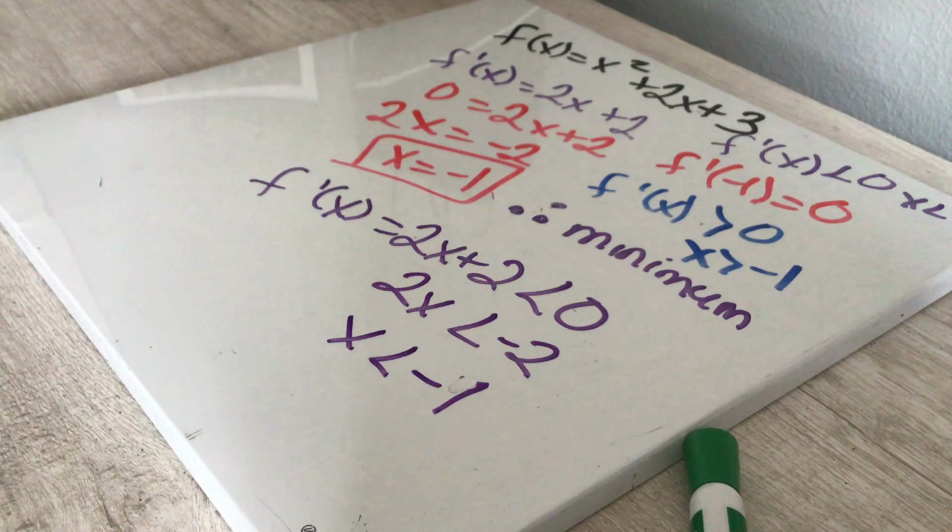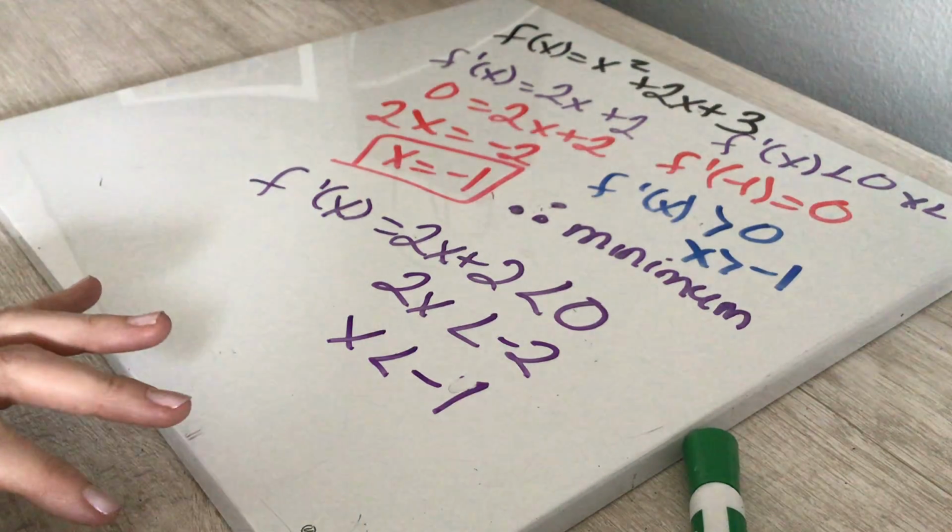Okay, so just using the derivative some more to analyze your graph, the slope of it, and then finding out if you have a maximum or a minimum.